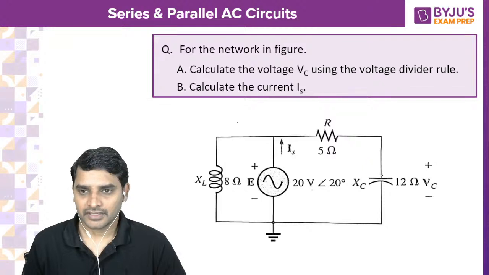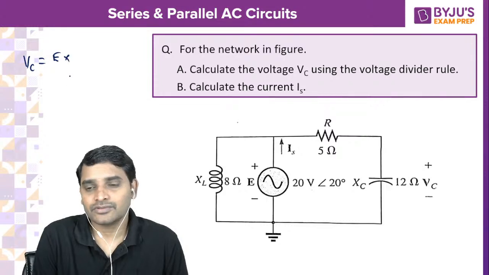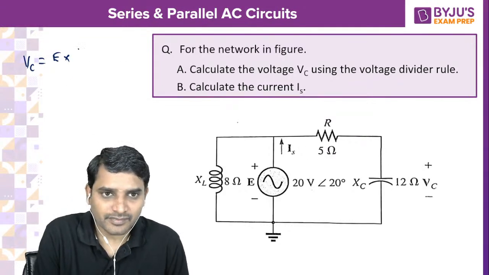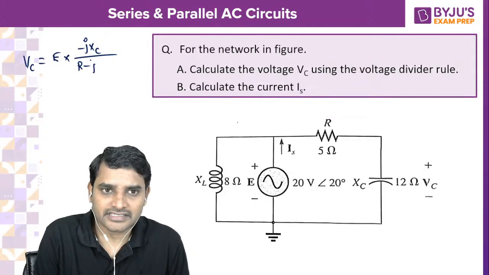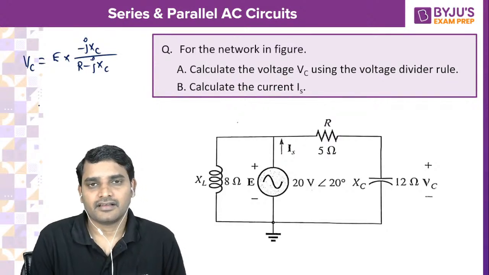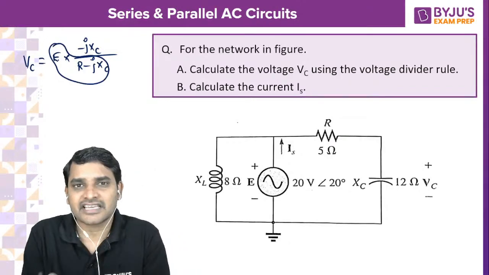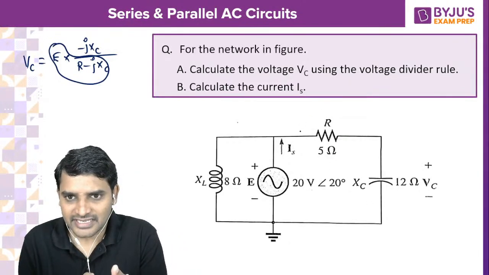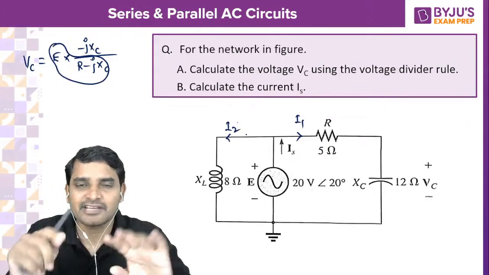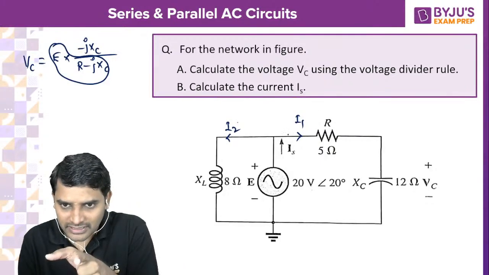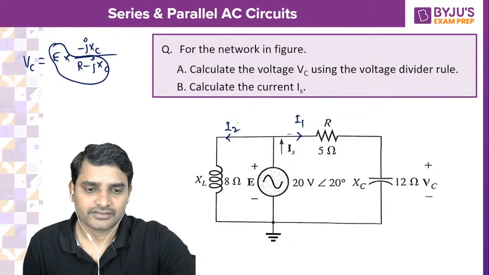Voltage division rule. So VC is equal to the supply voltage E into this impedance, that is minus jXC, divided by the total impedance. What is the total impedance? R minus jXC. Or simply, E by R minus jXC. What does it mean? That comes out as I1, some current. You take out this as I2. I1 plus I2 is going to be IS. So the current into this capacitor reactance gives you the voltage. All right, so that is the thing.